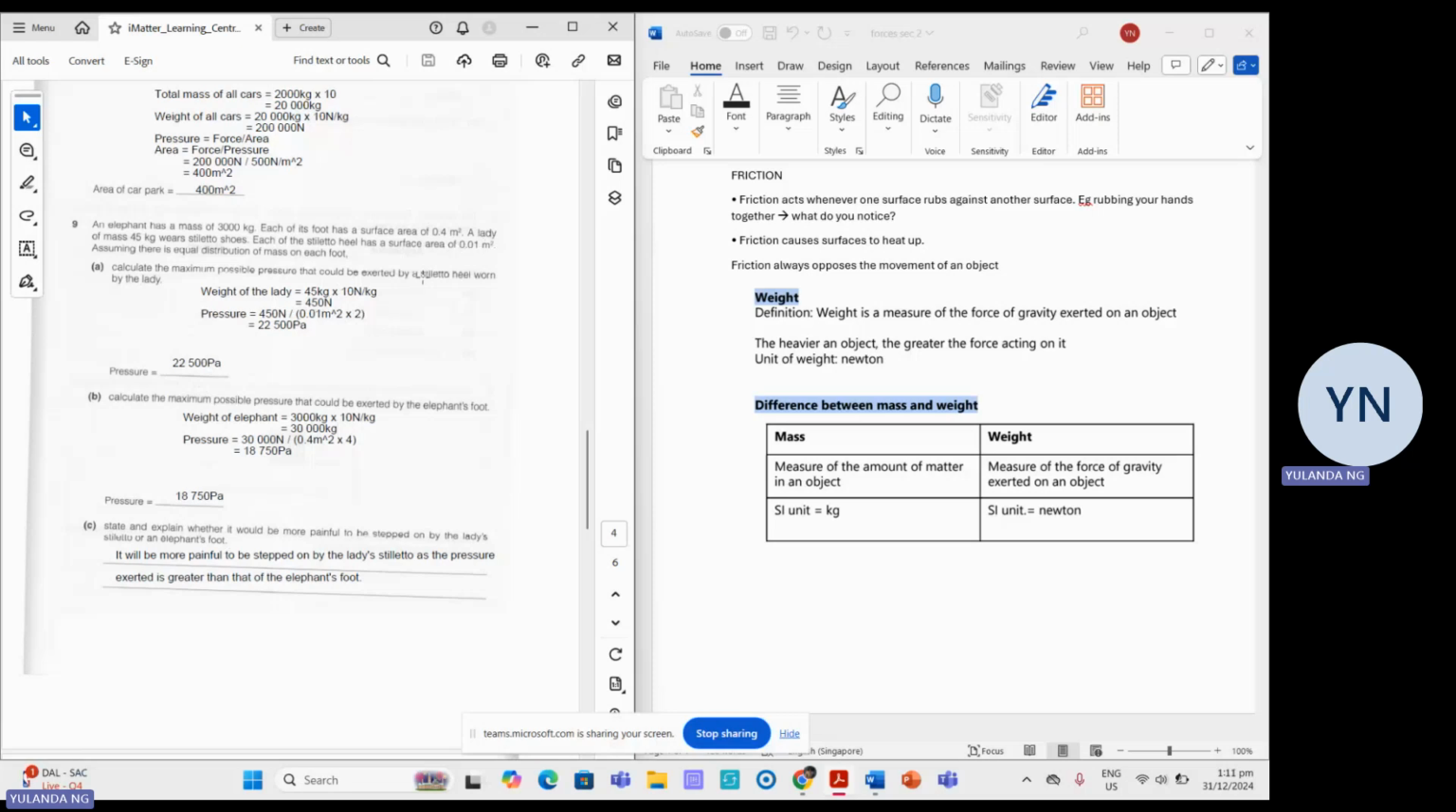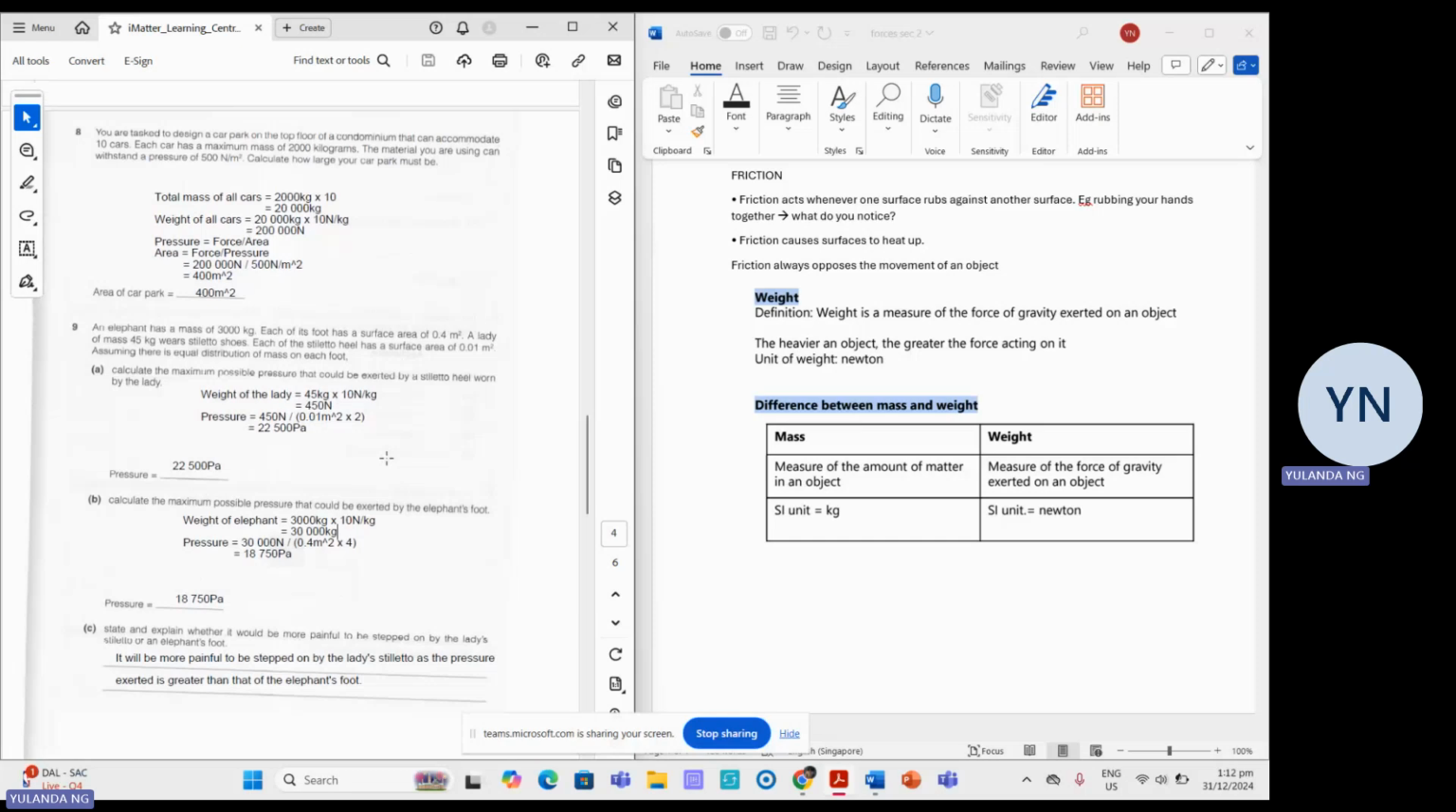Similarly, let's say I'm carrying a heavy object, let's say one person carries the 30 kg object versus 4 people that carry it, which will be less painful? Definitely the 4 people carrying it, because you're sharing the weight, you're sharing the force, so it'll be less painful. Okay, so that is it for this video.